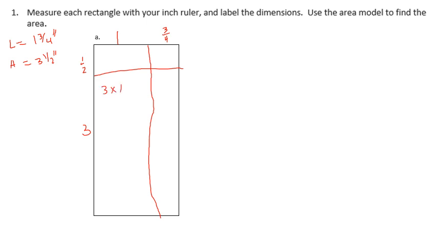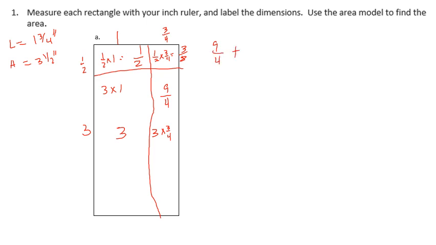Now I can solve for each partial product, because I have 3 times 1, which gives me 3 for this block. 1/2 times 1, which equals 1/2 here. 1/2 times 3/4, which is going to give us 3/8 here. And my last block, I have 3 times 3/4, which is going to give us 9/4.